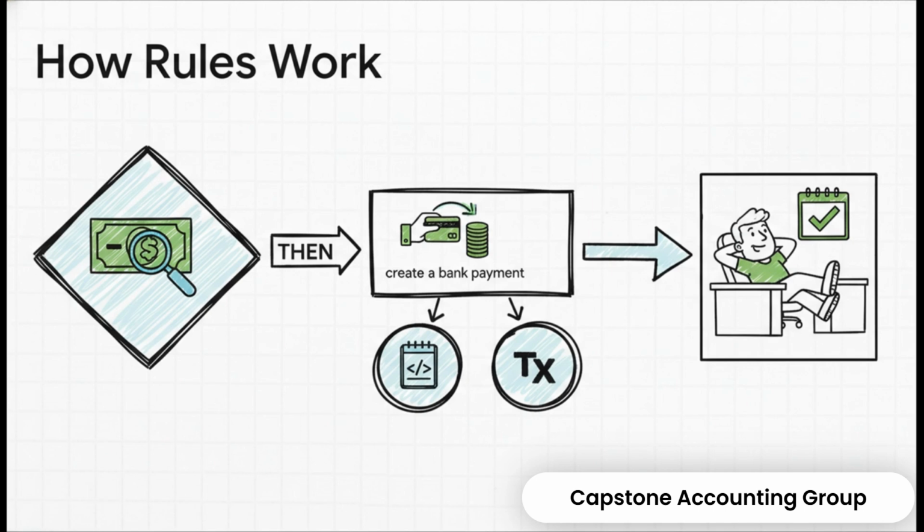You set a condition, for example, hey, when you see a transaction that says bank fee, then you give it an action. I want you to automatically create a bank payment. You just tell it the details one time, which account code, which tax code, and that's it. Next month, when that same fee shows up, Sage just handles it. You don't have to lift a finger.